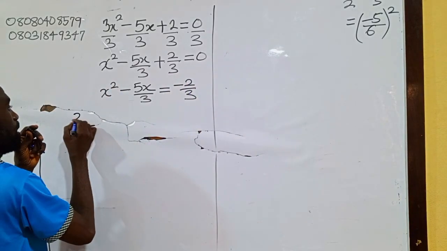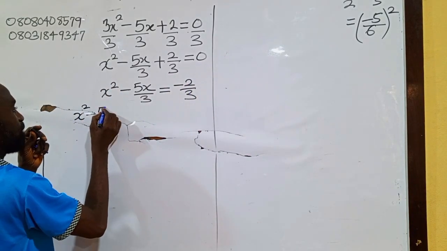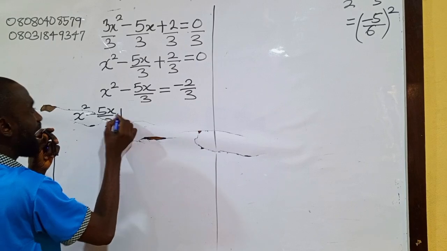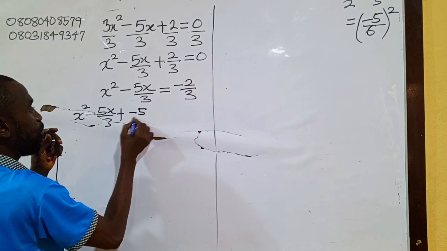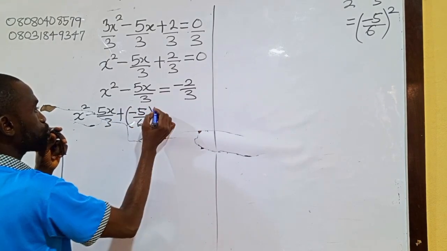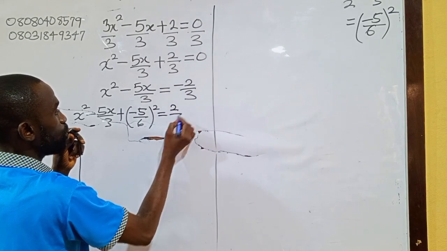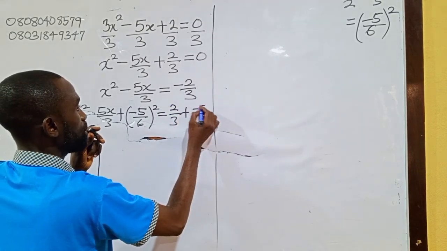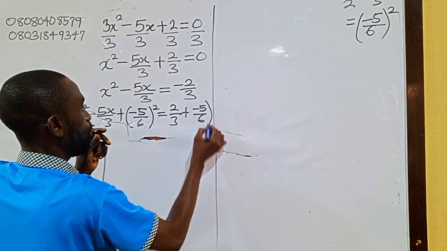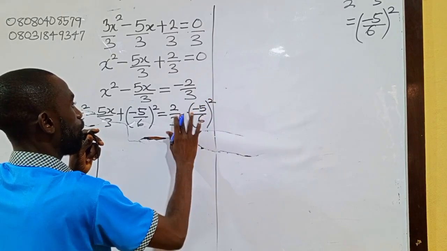So this one becomes x squared minus 5x over 3. We are adding minus 5 over 6 all squared to both sides. 2 over 3 plus minus 5 over 6 all squared. What is next, class?